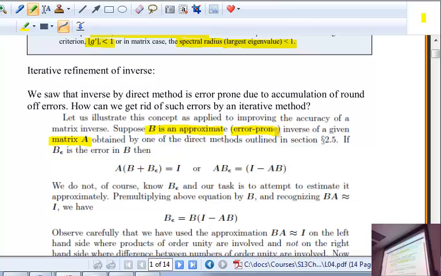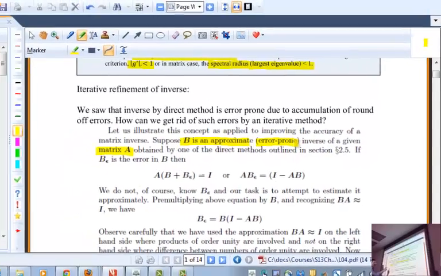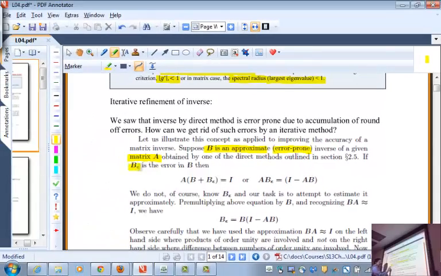So what I'm going to do is I'm going to call B epsilon the error in B. So B has some errors, and there is an error associated with every element in B, and I'm going to call that B epsilon. I don't know what it is. If I know that, of course, I can add it, and I get the correct inverse. Okay? So I don't know what B epsilon is.